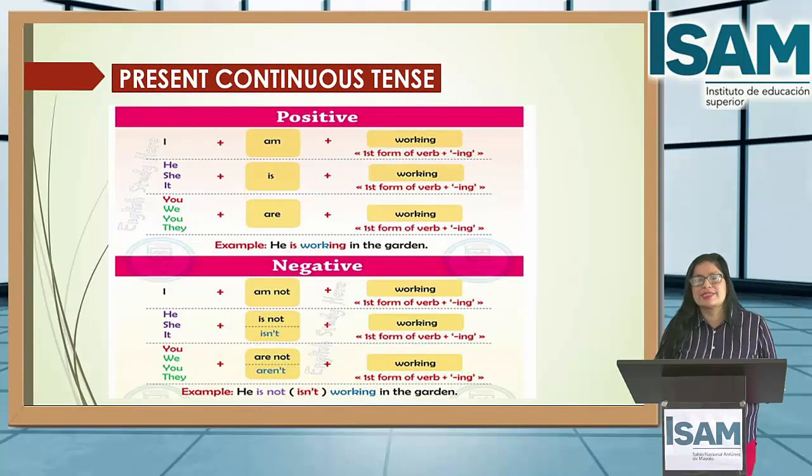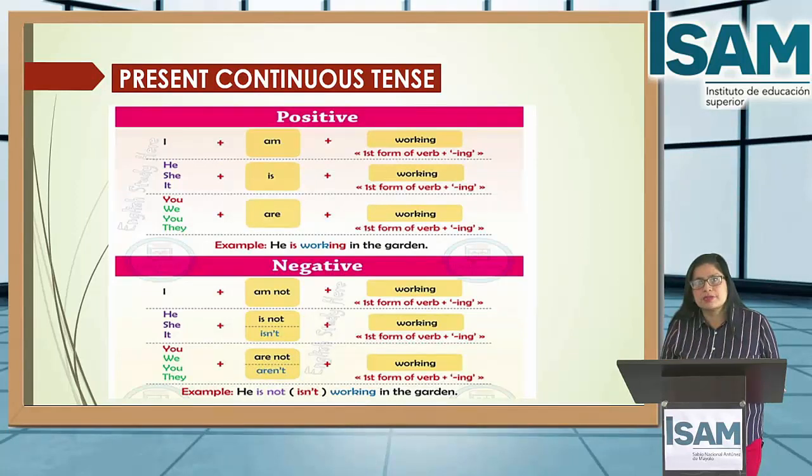Okay, present continuous tense. You have positive, negative. Here, remember the personal pronouns. You need the subject, the personal pronoun, the verb to be, am, is, are, and the verb with the gerund, with the ing. Yes, you have to add ing. For example, with the verb work, you add ing: working.